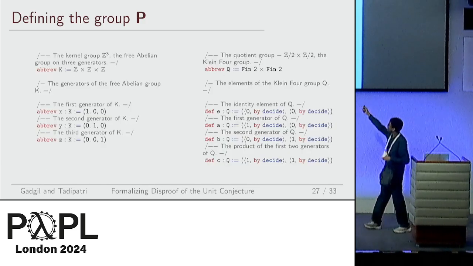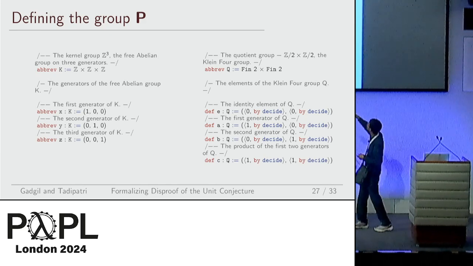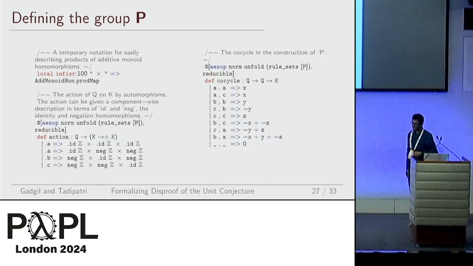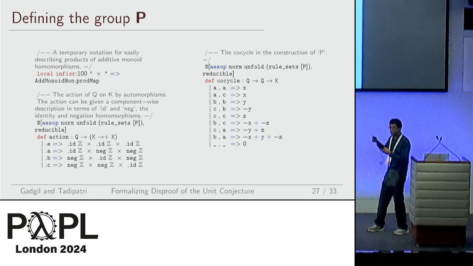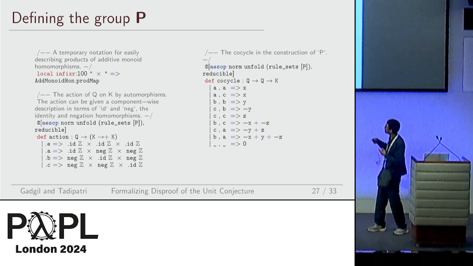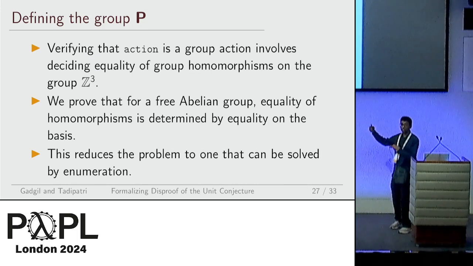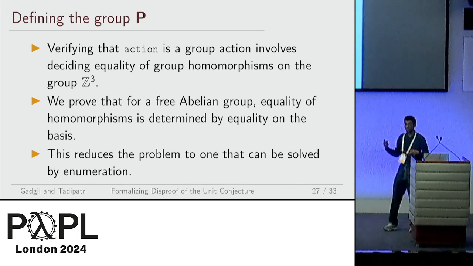So here are the components of our group. That's the group K, which is Z cubed. This is the group Q, and here are its elements. And here are the explicit maps for the cocycle and group action. So that's the group action, that's the cocycle. But in addition to these bare maps, we also need to prove the various properties, which can get a little tricky, but we have a way of getting around this. So to show that the group action is in fact a group action, we need to decide equality of homomorphisms.